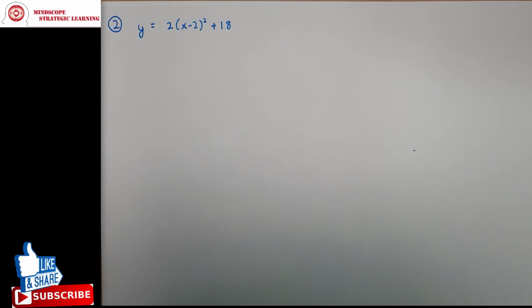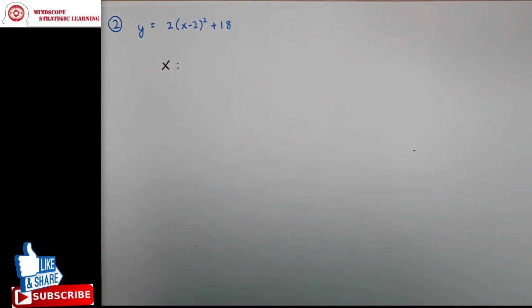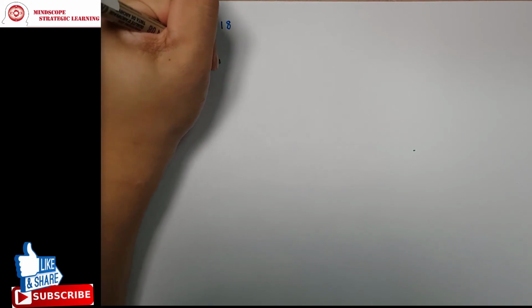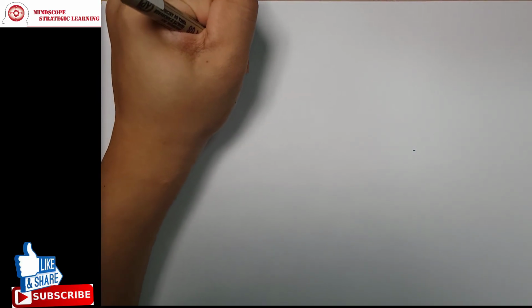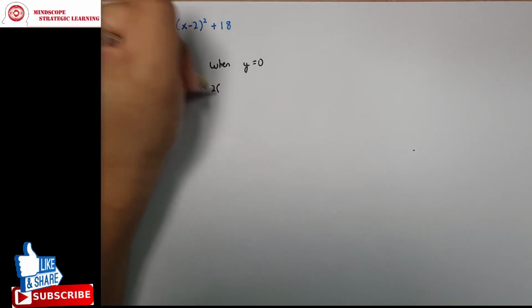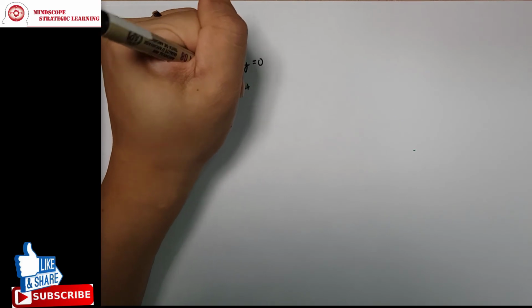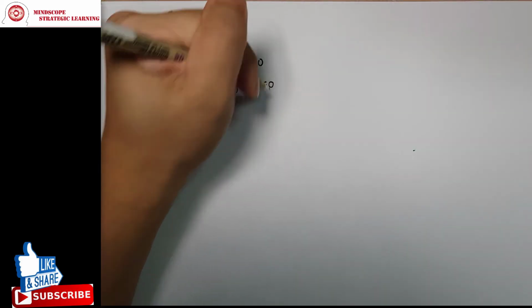Now, firstly, we can also find the x-intercepts. So let's begin. We have the x-intercept, that is when y equals 0. So when y equals 0, we have 2 bracketed (x minus 2) squared plus 18 equals 0.